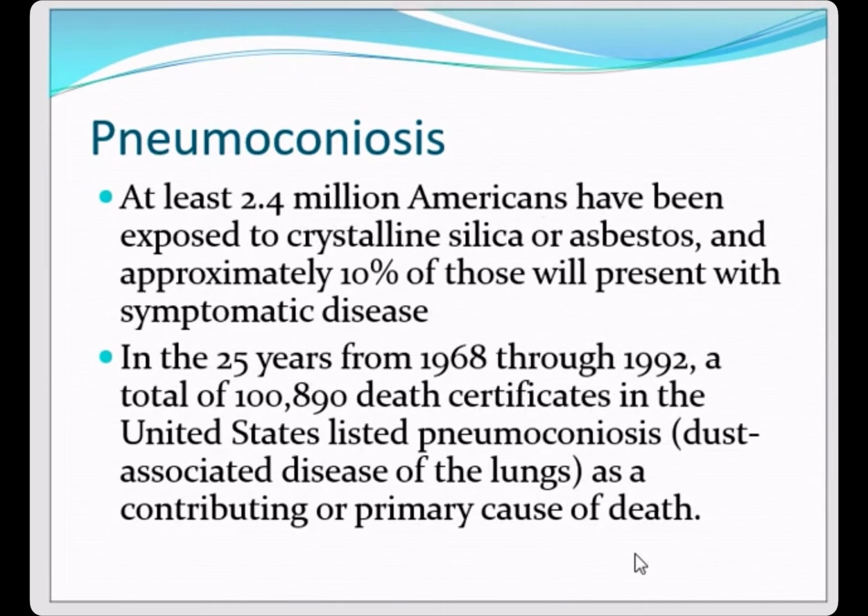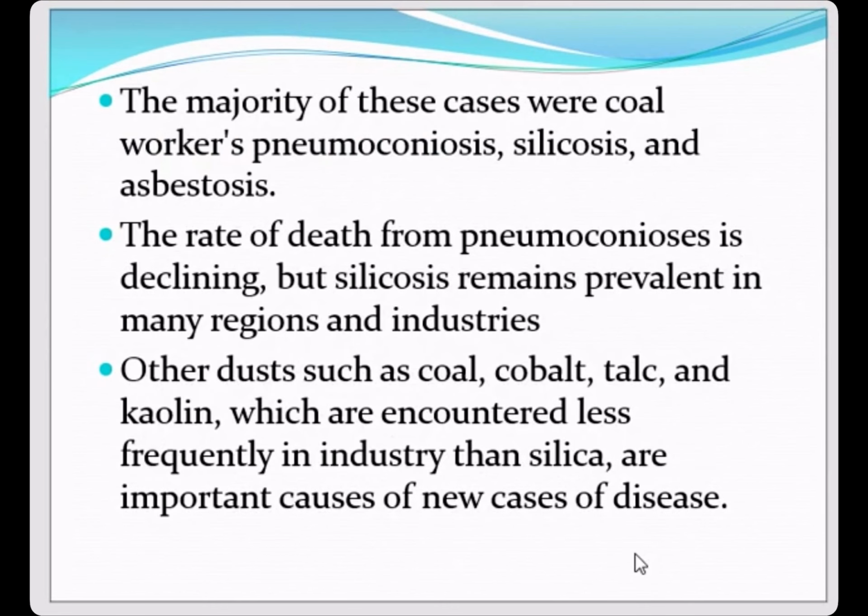Pneumoconiosis is a contributing or primary cause of death in different countries. In some countries, the majority of these cases were called workers' pneumoconiosis, silicosis and asbestosis. In China, silicosis is the majority of pneumoconiosis. The death rate from pneumoconiosis has declined, but silicosis remains prevalent in many regions and industries. For example, in China, we still can find lots of workers with silicosis in the workplace.